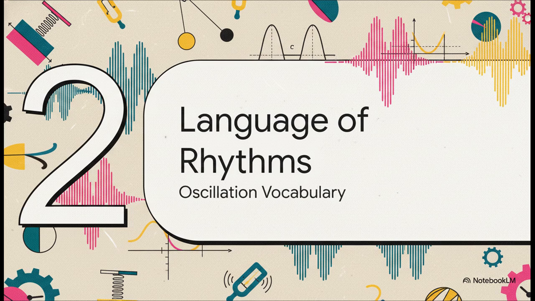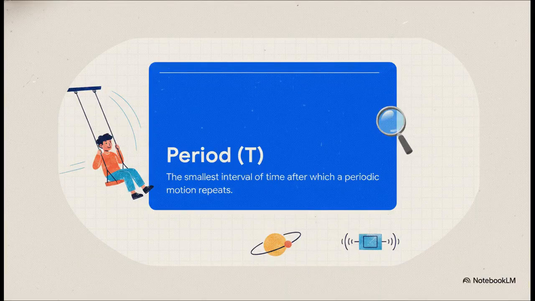Moving right along to Section 2, the language of rhythms. Let's master our oscillation vocabulary. First up is the period, represented by a capital T. The period is simply the smallest interval of time after which a repeating motion completes one full cycle.